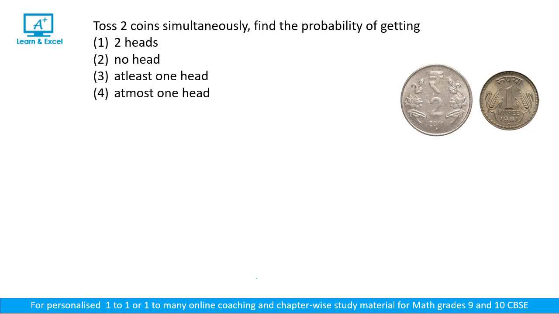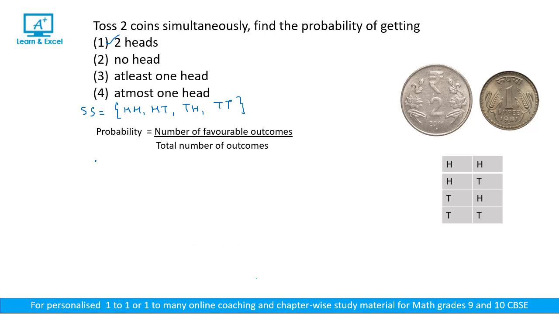Let us toss 2 coins simultaneously and let us find the probability of getting 2 heads. For this let us write just the sample space, which is HH, HT, TH and TT. We also know that probability equals number of favorable outcomes upon total number of outcomes. So let us find the probability of getting 2 heads. Now when we look at the sample space, we know that the favorable outcome is HH. Probability of getting 2 heads will be 1 upon 4 because the number of favorable outcomes is 1 and the total number of outcomes is 4.